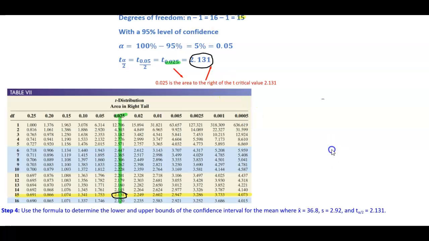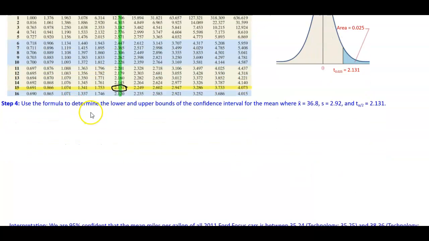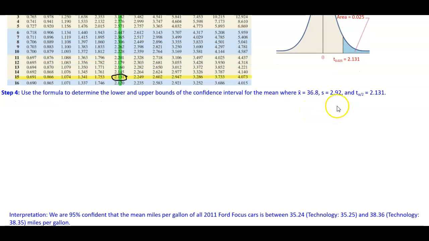Okay? So another way of looking at this is the following. Here's our graph. We have our area to the right is 0.025, and the critical t-value is 2.131. Okay, so now that we have all the information, we can use the formula to determine the lower and upper bounds of the confidence interval for the mean, where the sample mean is 36.8, the sample standard deviation is 2.92, and the critical t-value is 2.131.